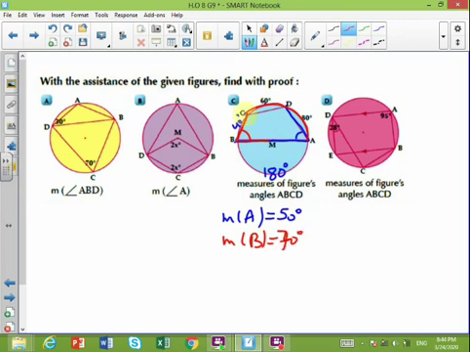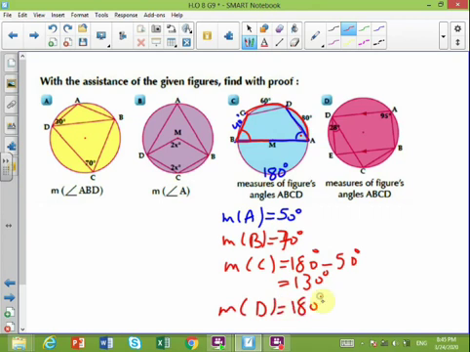I can do this with angle C. It is opposite to 80 plus 180 and get its half, and the same with angle D. Or I can get it by the supplementary. I know that each two opposite angles are supplementary, so I can get measure C as 180 minus A, which is 50, so it will be equal to 130. Measure angle D will be 180 minus the opposite angle, which is 70, equals 110.